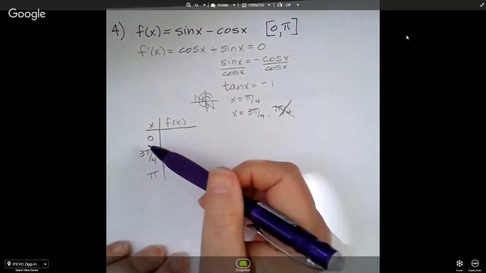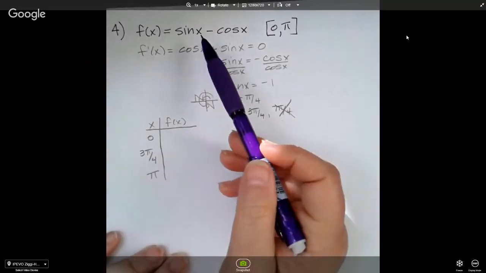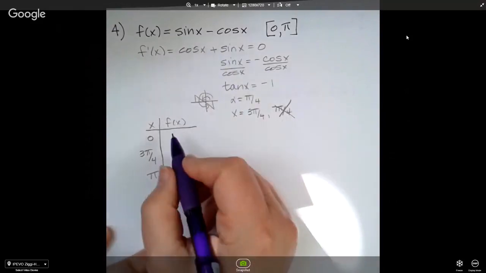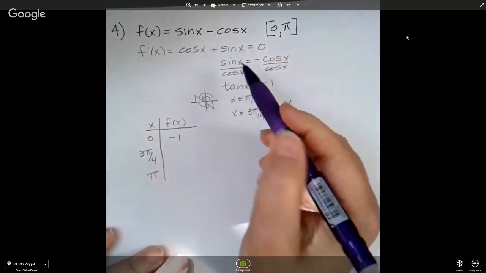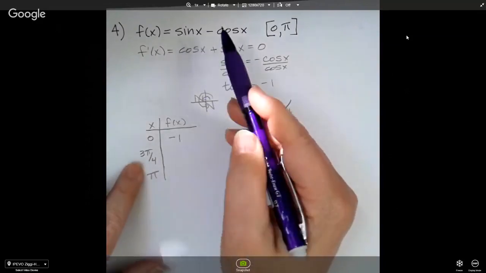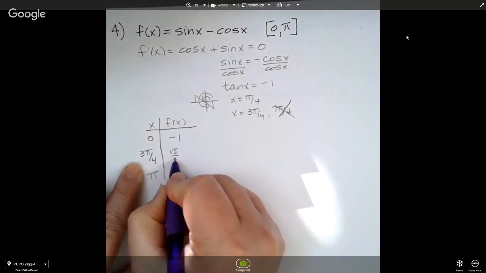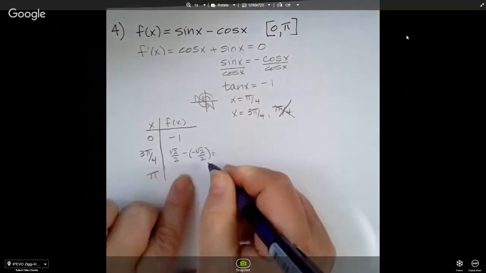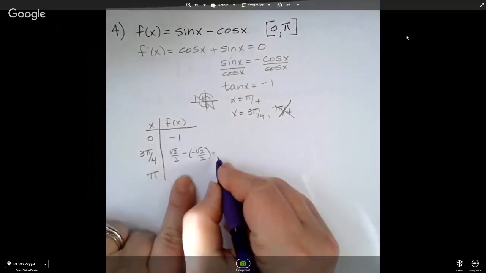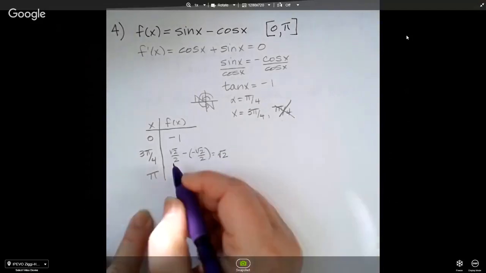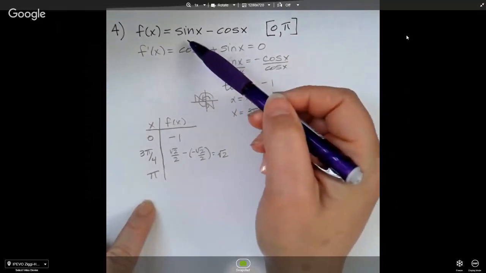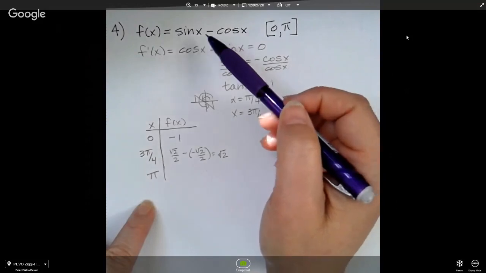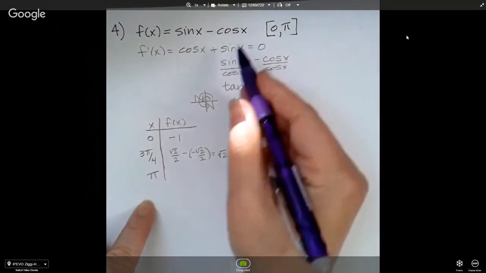And now let's plug in 0 into our function. Well, the sine of 0 is 0 minus the cosine of 0, which is 1. So this is -1. And when I plug 3 pi over 4 in, we're going to get root 2 over 2 minus a minus root 2 over 2, which is equal to 2 root 2's over 2, which is root 2. And then when I plug pi in, the sine of pi is 0, but the cosine is -1. So 0 minus a -1 gives us a +1.